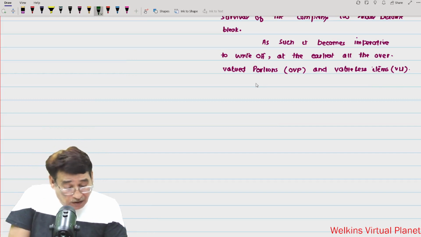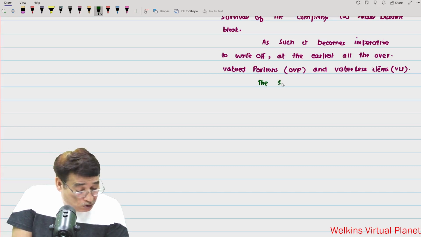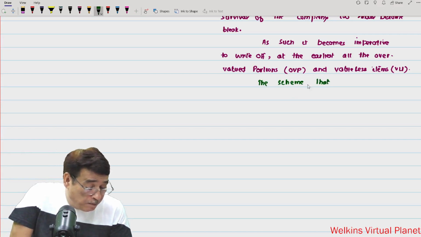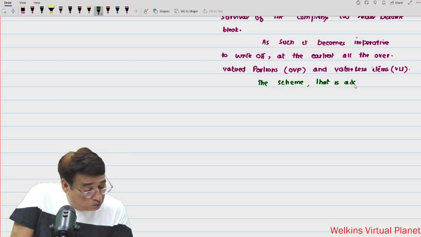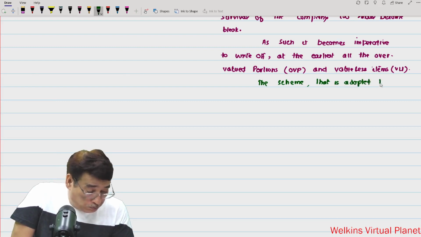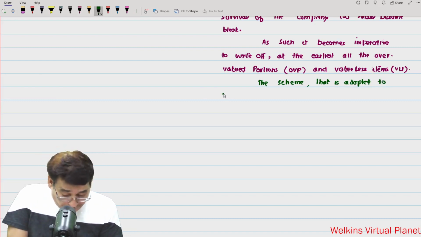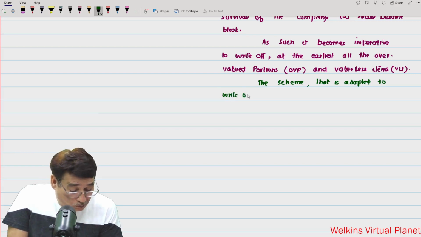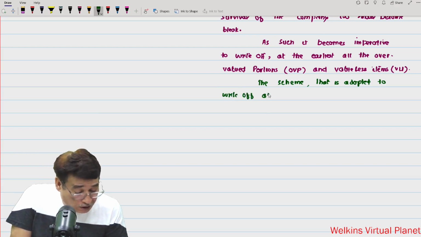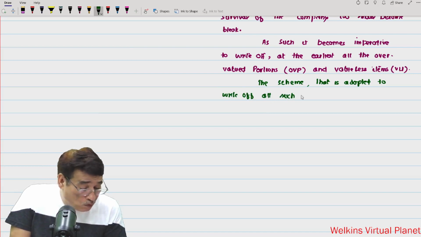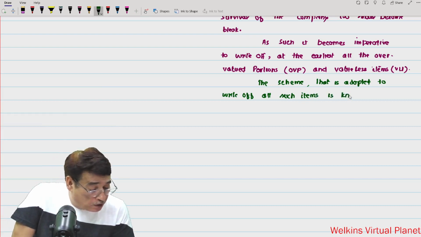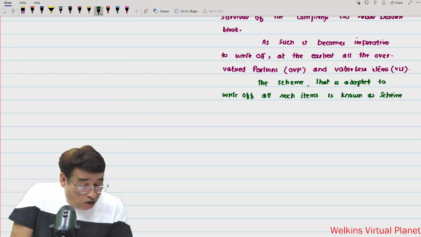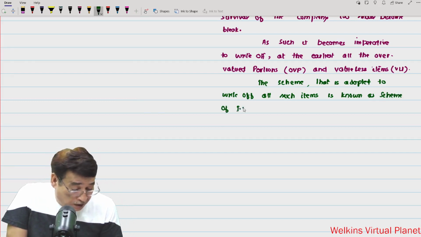So here we write: the scheme that is adopted to write off all such items is known as a scheme of internal reconstruction. IR, internal reconstruction. Correct?